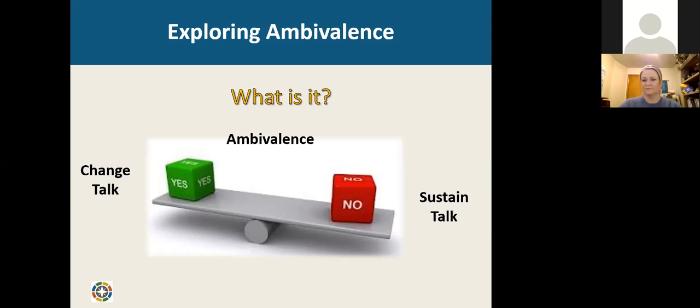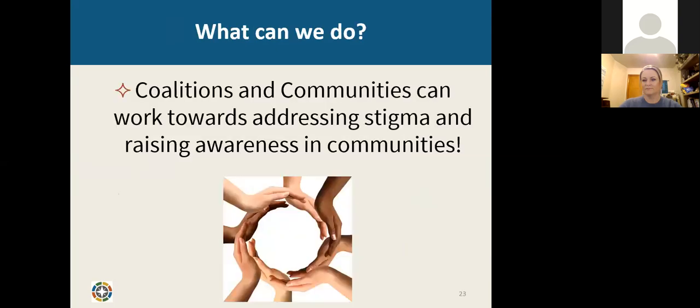And that ambivalence falls right in the middle. And so as we explore that ambivalence with individuals, it can sometimes help to highlight what their motivation is, and what are some things that they can do to increase that change talk, which is what we're shooting for. So what can we do, or what could you do? Coalitions and communities can really work towards addressing stigma and raising awareness in their communities.